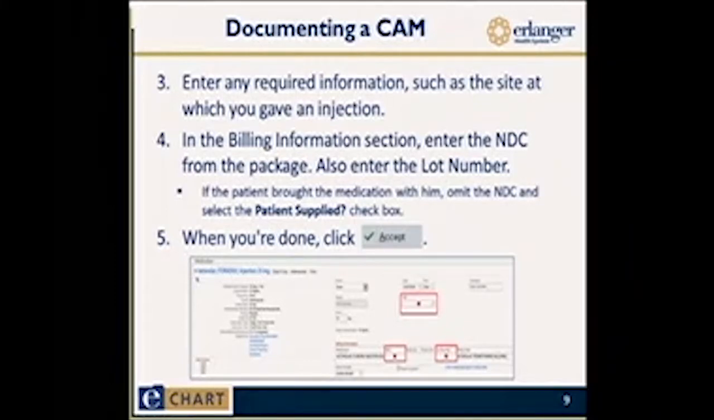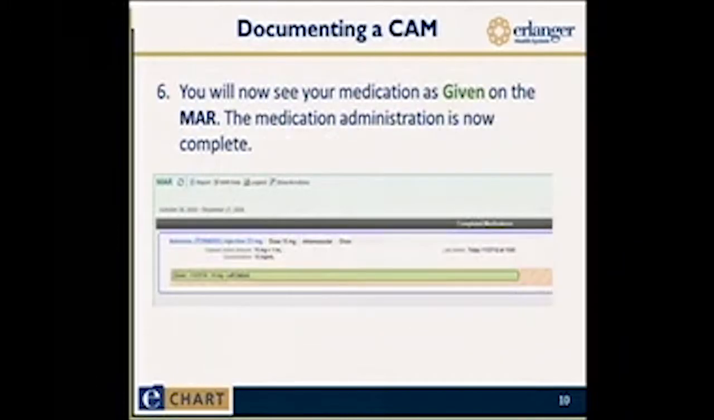Once you enter all of that information, you also have the option, I don't know if you can see it in this screenshot, but there is a patient supplied box if you have an instance where the patient brought the medication with them. So you can check that if that is applicable. Once you're finished, you'll click the accept button. Okay. And then it will go back to the MAR and that blue bar turns green. Green in Epic is usually good. So green means good. Then it shows that it was given.